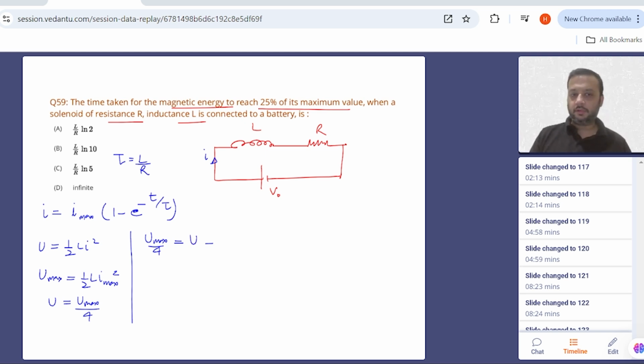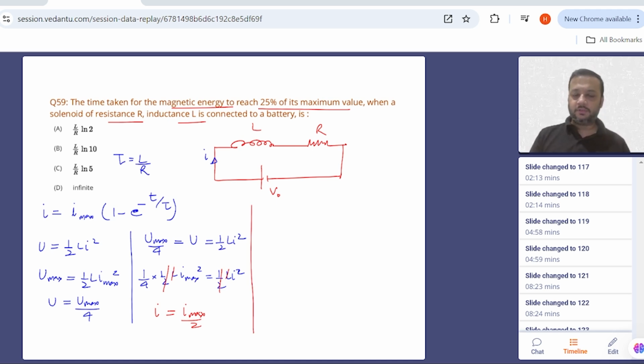So this is U, which is half Li square. And if you put the value of U max here, so U max is half into L into I max square, which is half Li square. So from here you can see that I is nothing but I max by 2, which we could have directly said, because if the current is half of the maximum value, then energy will be 1 by 4th of its maximum value, because energy is proportional to I square.